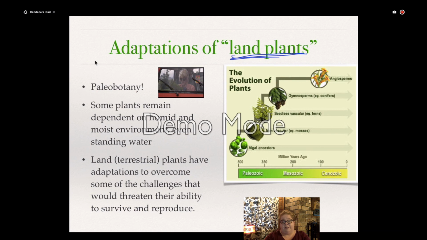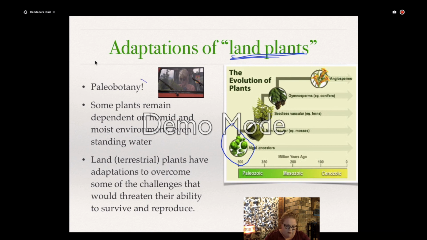So anyhow, as far as the notes go, in order for us to talk about land plants, we need to kind of distinguish what that means. For us, land plants means essentially those organisms that aren't algae, but have a lot of the same traits as algae, except they don't live their whole lives in the water.